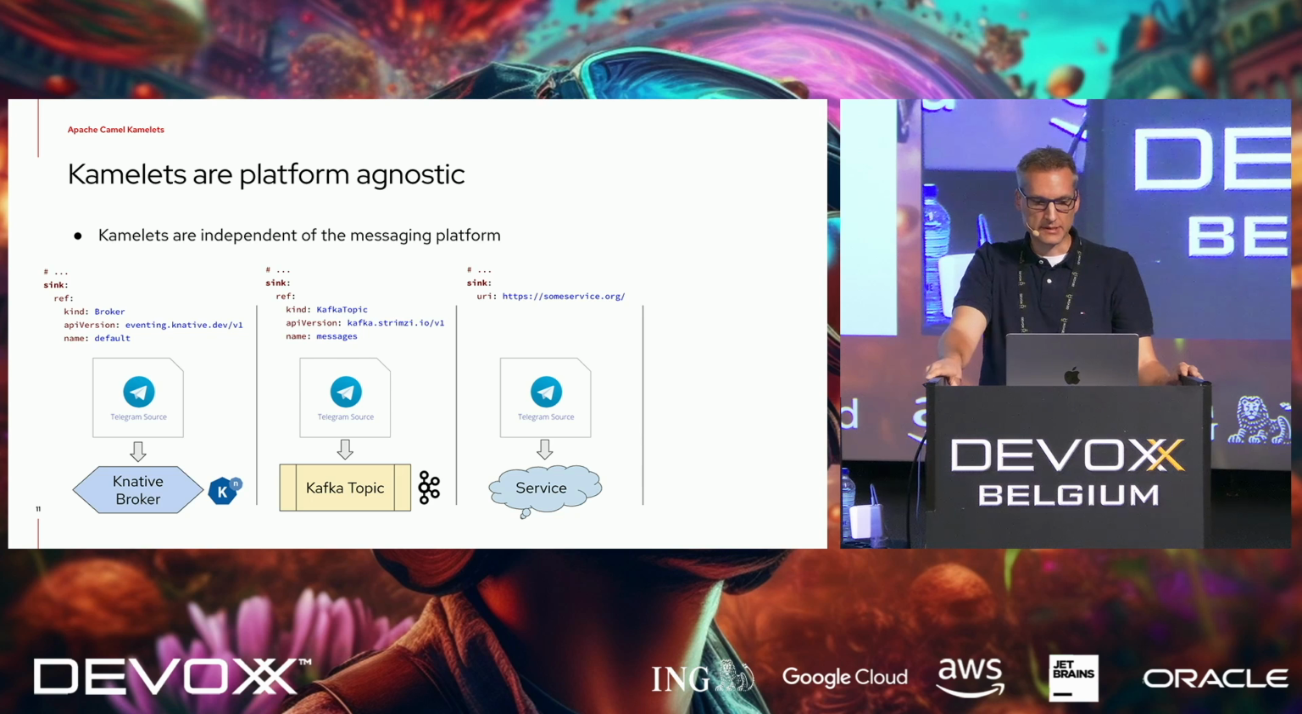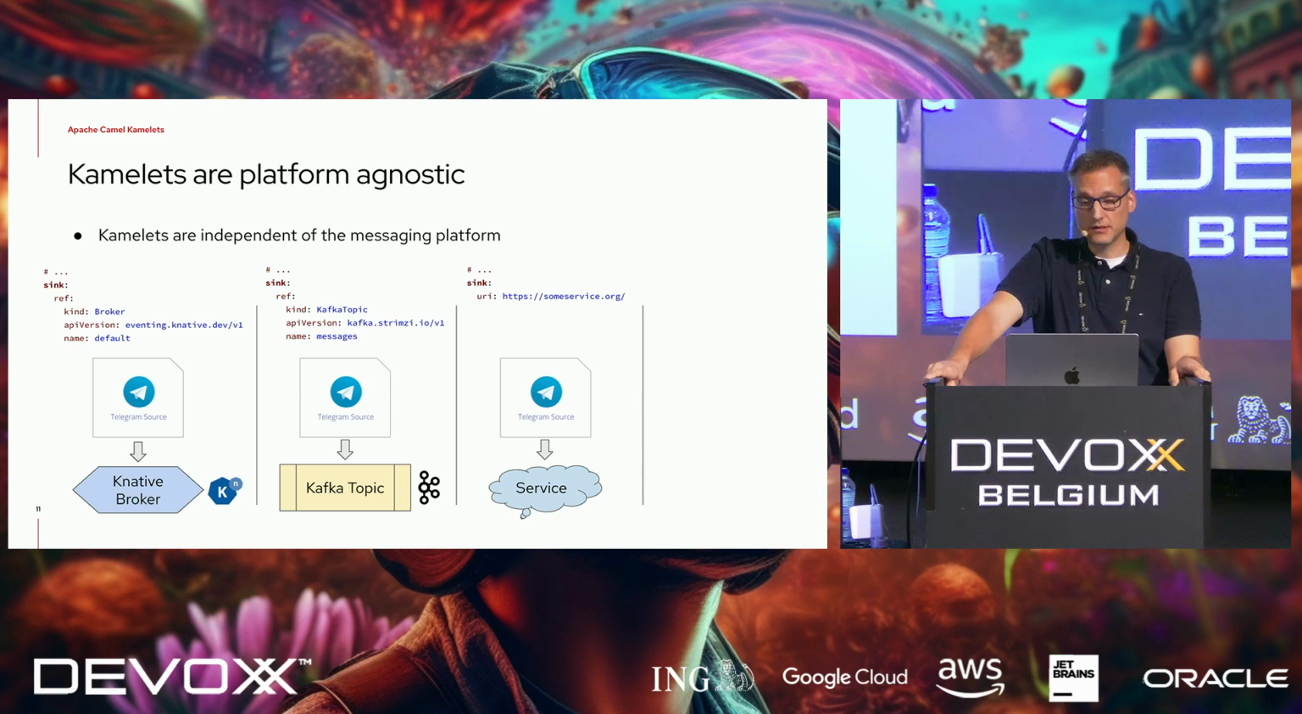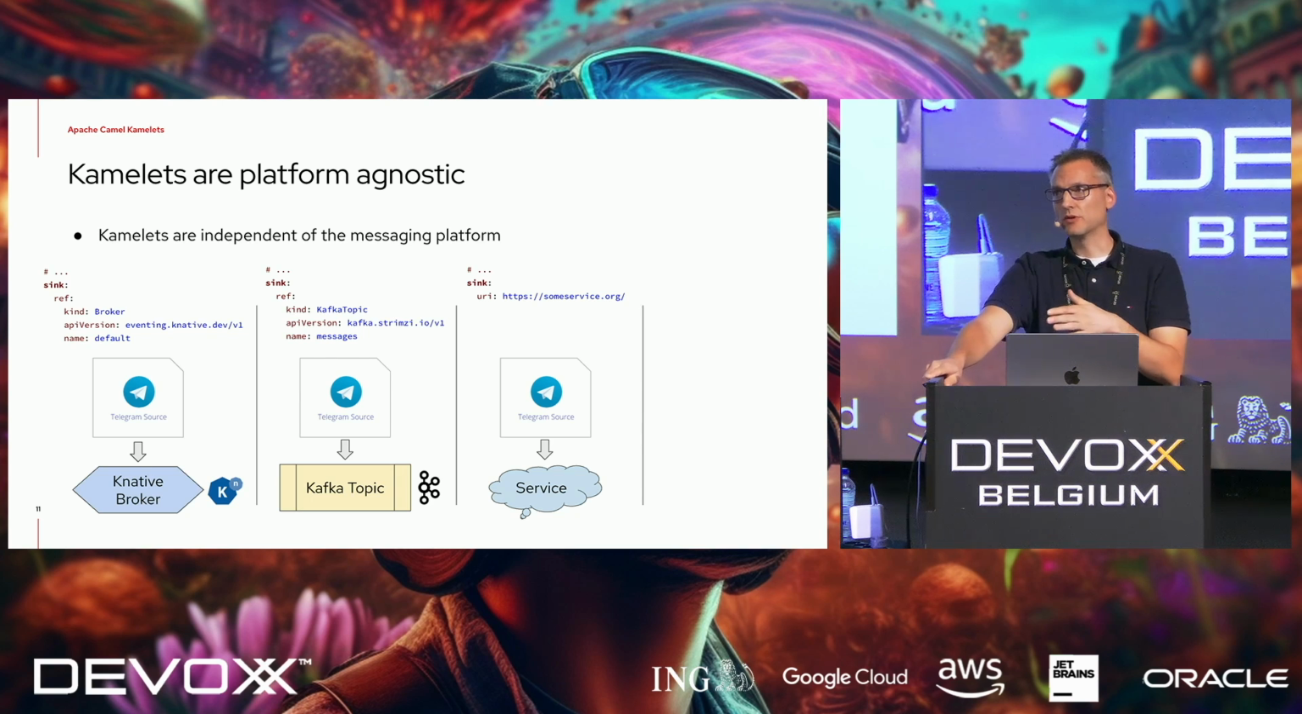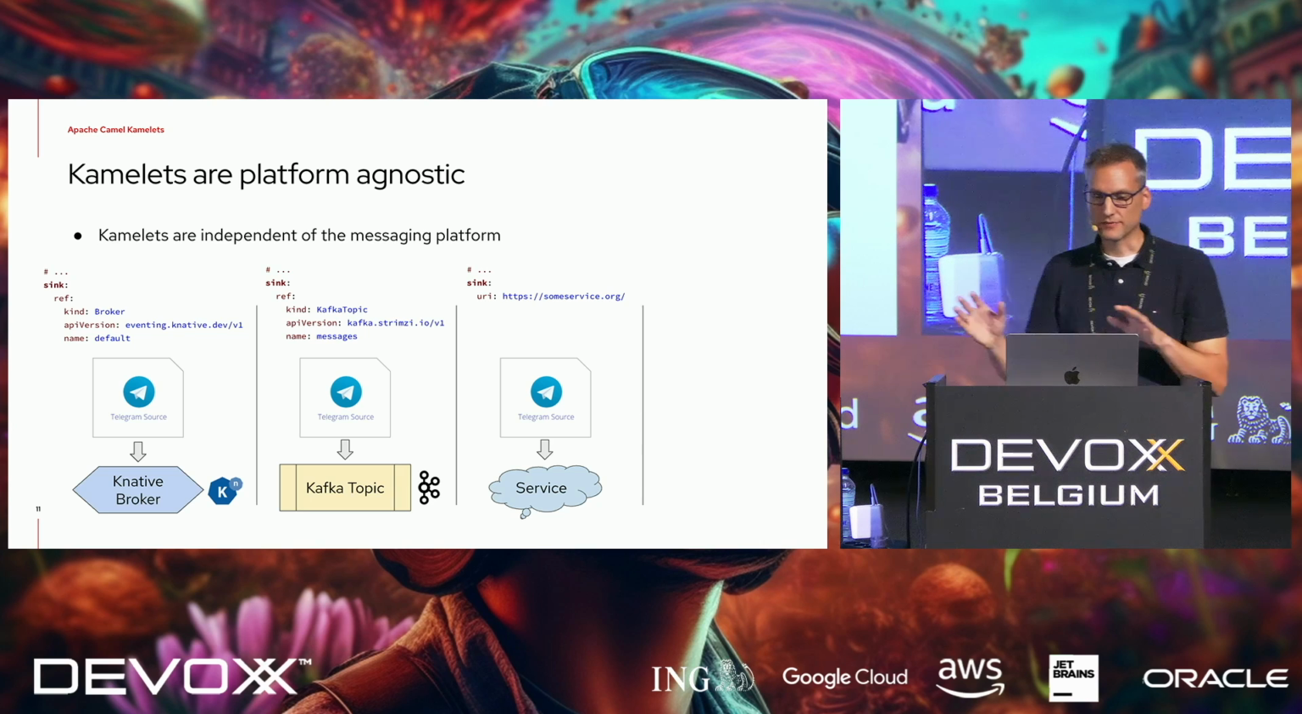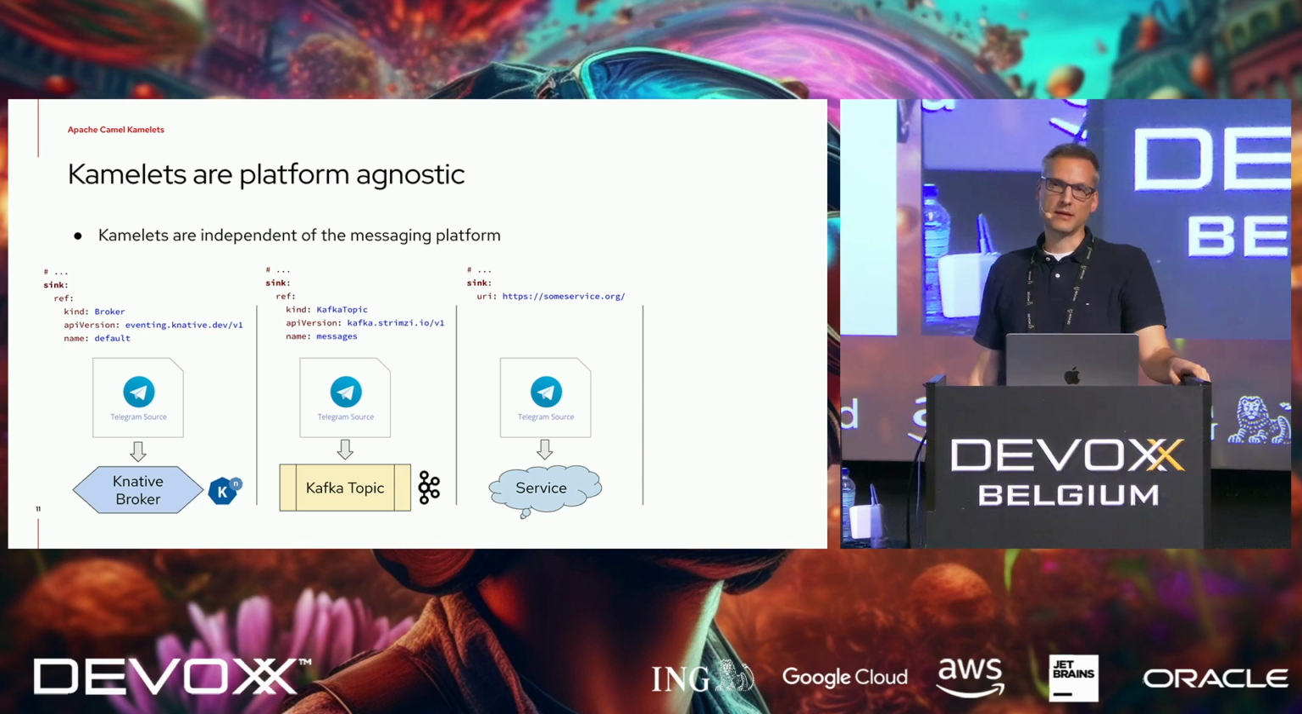In general, Camelets are platform agnostic. This means they are not bound to the underlying messaging platform. So if you are writing your application on top of Knative, you can bind the very same Camelet, here the Telegram source, to a Knative broker. If you write it on top of Kafka, for instance, you can bind the same Camelet to a Kafka topic. Or you can also bind it to your service with HTTP. So this is very important, because then the Camelet really gains reusability across various scenarios and is generally not bound to the underlying messaging platform.